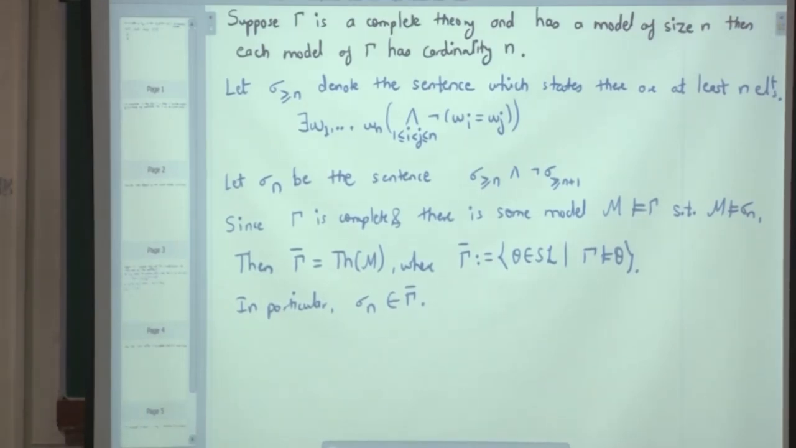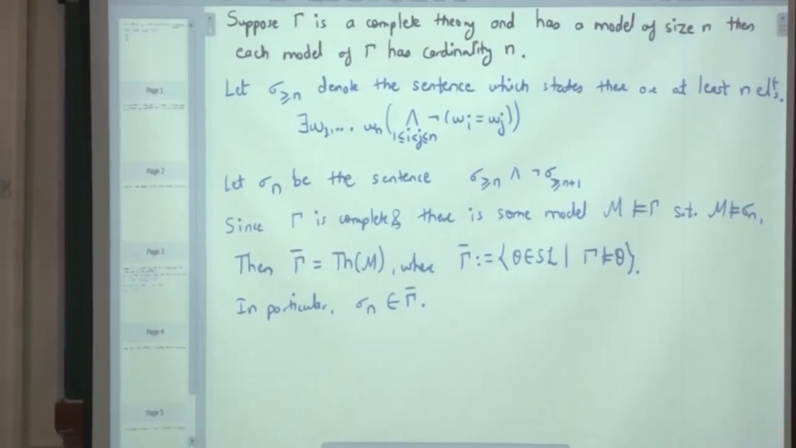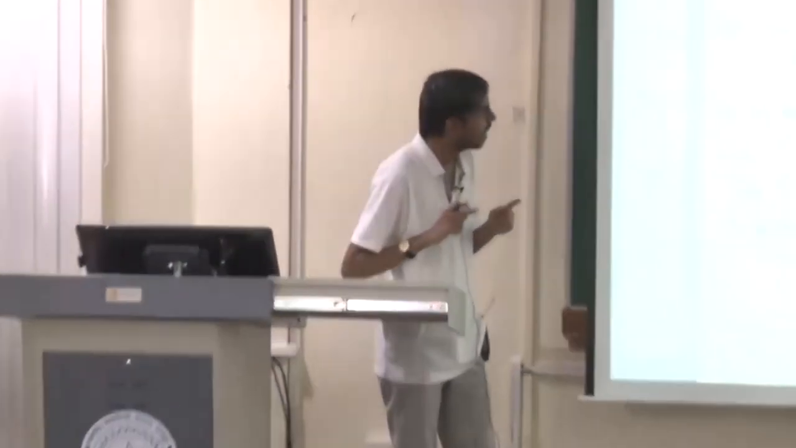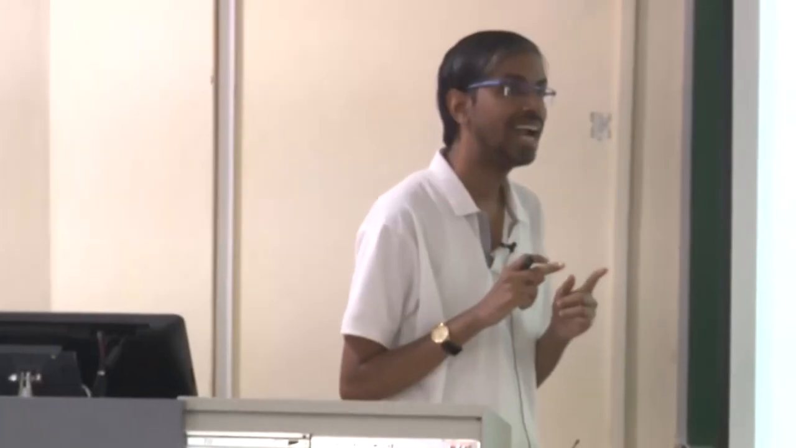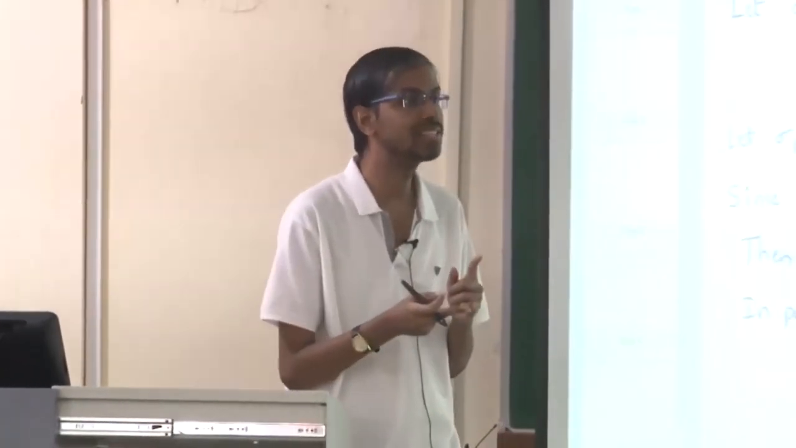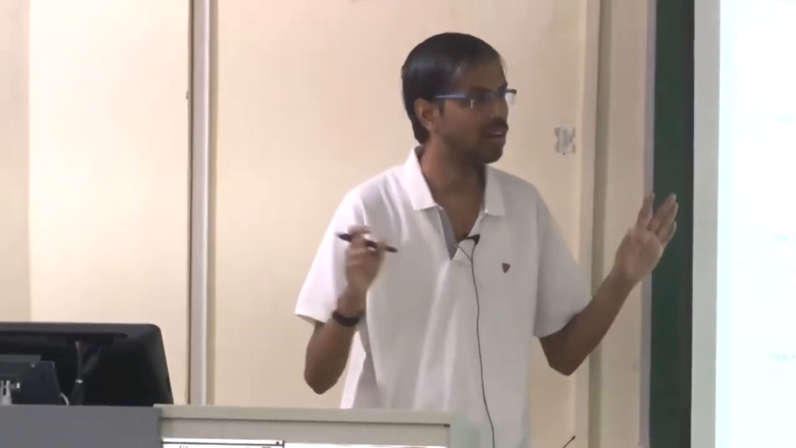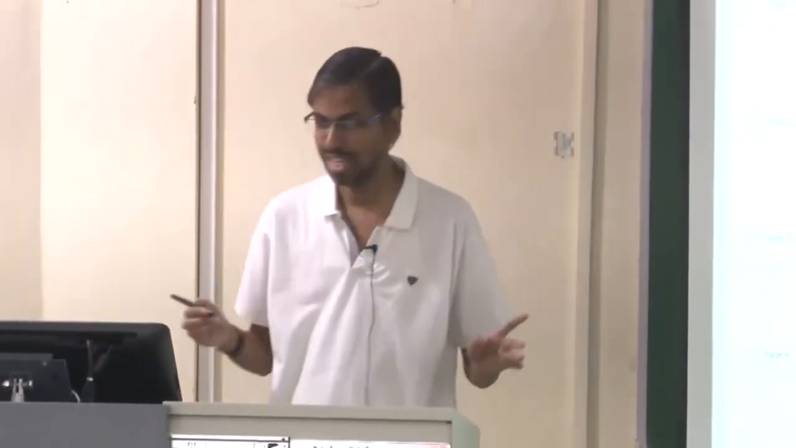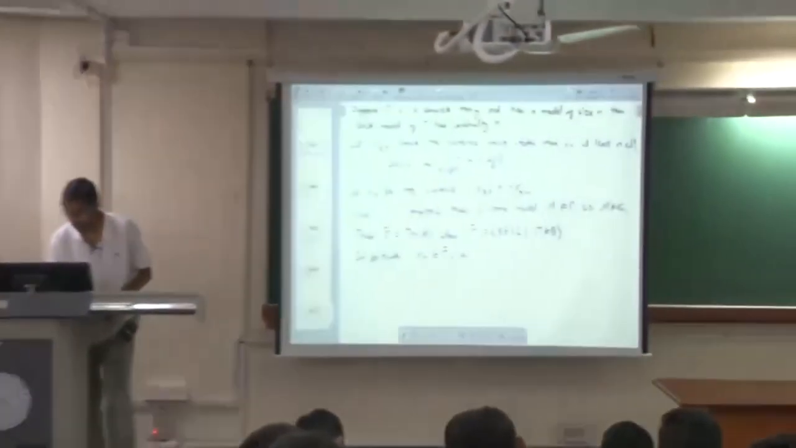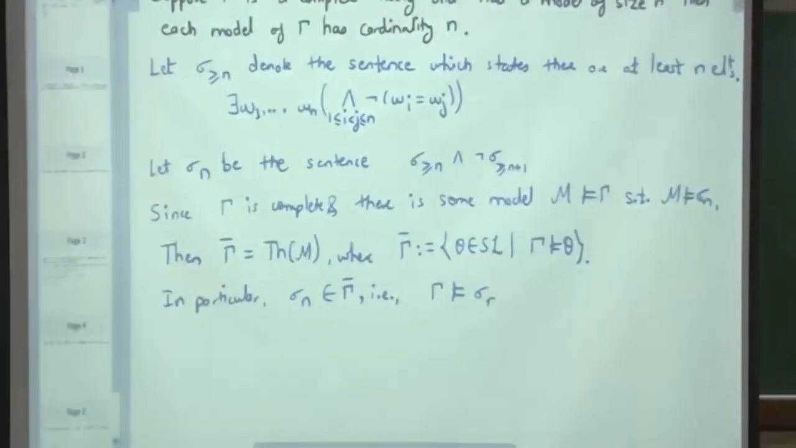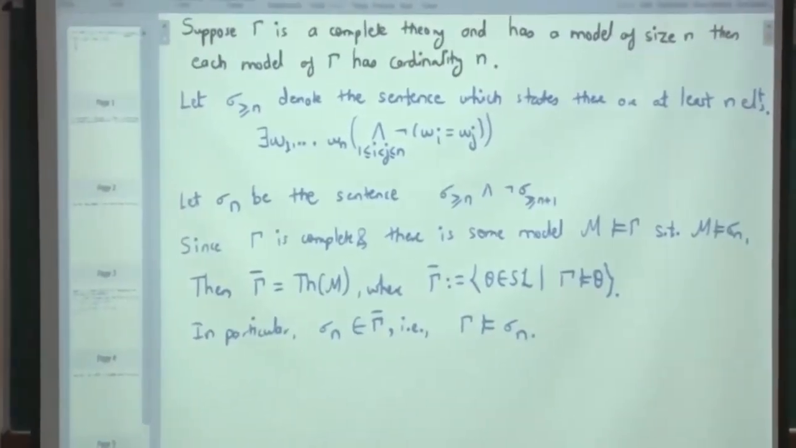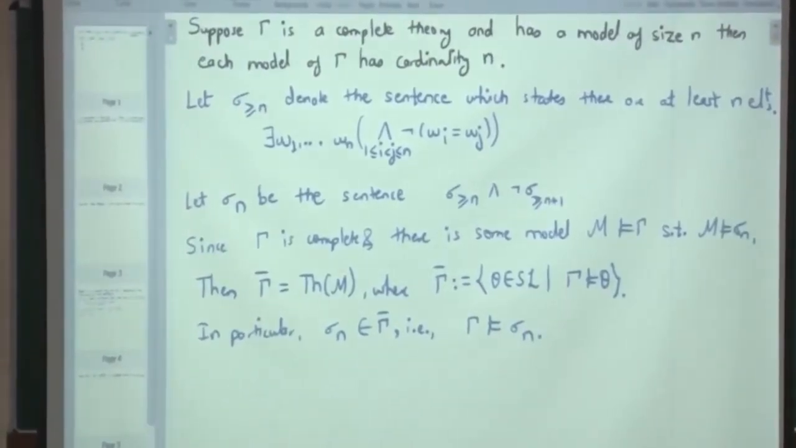Okay, so now gamma has decided that sigma n is true, it's a logical consequence. Simultaneously, gamma has made a choice that negation sigma n is not true. Therefore, for every model, now you understand? Yeah, so i.e. gamma has sigma n as a logical consequence. This is simply the definition of gamma bar.